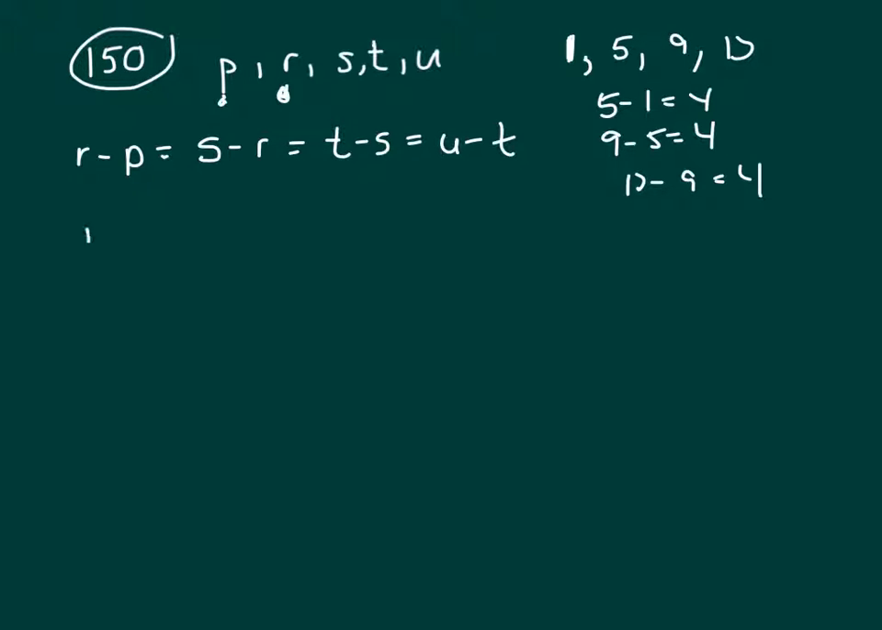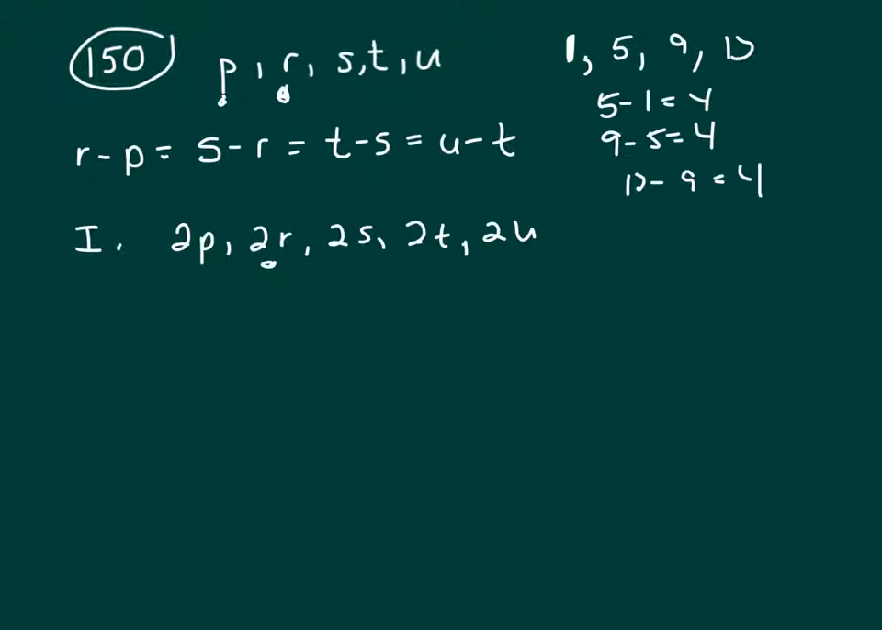So let's take Roman numeral 1. Roman numeral 1 is 2P, 2R, 2S, 2T, 2U. So you've taken and multiplied each one of your numbers by 2. And since you multiplied every one of them by 2, you know your differences between the numbers are still going to be the same. But if you want me to, I can write it out.